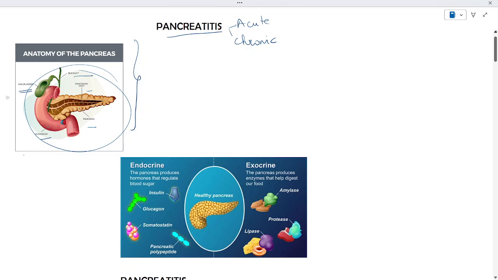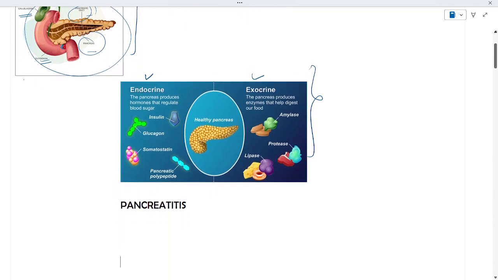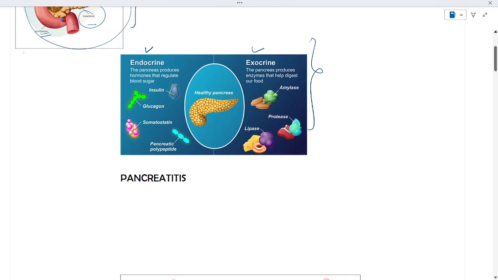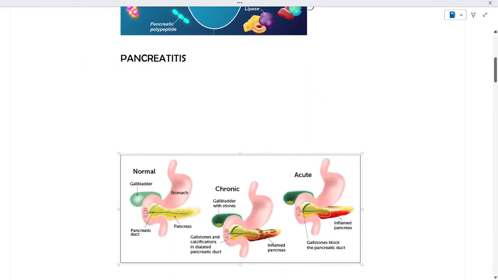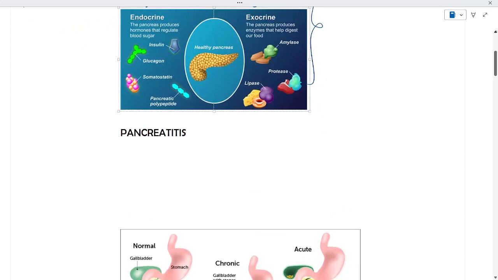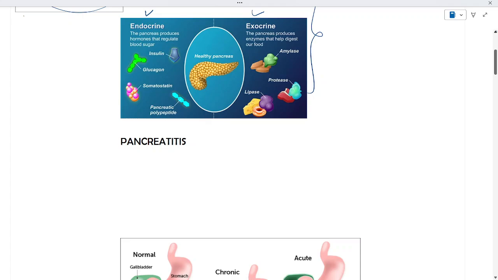organs and structures like the gallbladder, bile duct, duodenum, the pancreatic duct and the pancreas itself. Moving further, there are two important functions that the pancreas does for our body, that is the endocrine function as well as the exocrine function. Regarding the endocrine function, it produces hormones that regulate the blood sugars in our body, as shown on the screen, and exocrine, it produces enzymes that help in digesting our food. Enzymes that involve amylase, protease and lipase, whereas the hormones involve insulin, glucagon, somatostatin and pancreatic polypeptide.